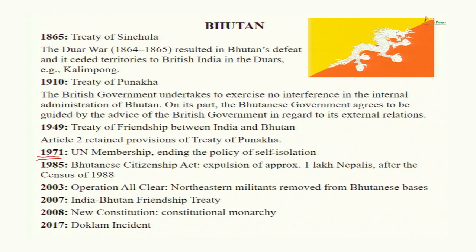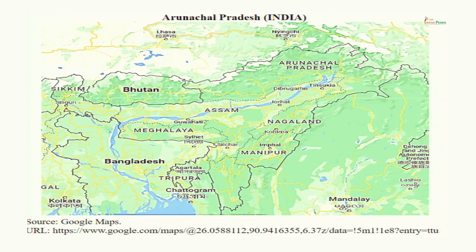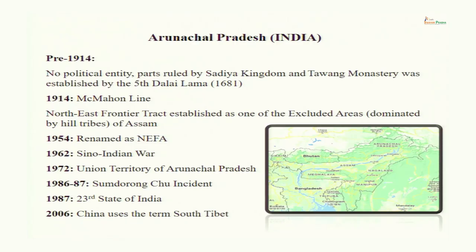So this is the fourth finger, and the final, fifth finger is Arunachal Pradesh, especially Tawang. Tawang Monastery is located here, and China claims this territory to be part of China, but this is an Indian state. Arunachal Pradesh received statehood in 1987. So it became the 23rd state. Sikkim was the 22nd state, Arunachal Pradesh was the 23rd state.